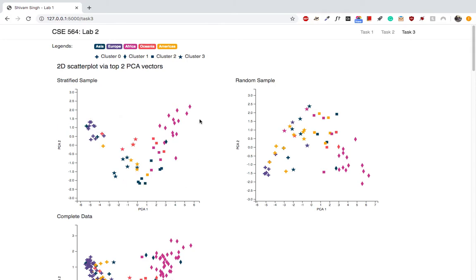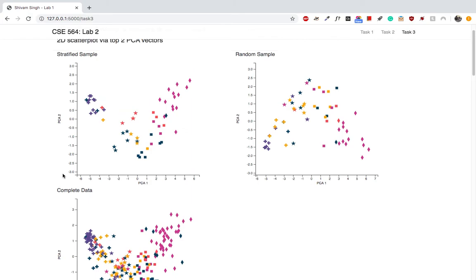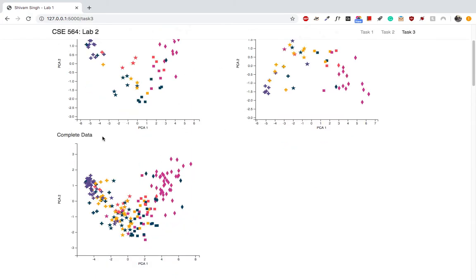In here, we can see these pink countries, which are African nations. They are in here. The left side is dominated by the European nations, which also belong to cluster 0, and in the middle we have countries belonging to cluster 2 and region Asia. Again, the visualization is done for stratified sample, random sample, as well as complete data.